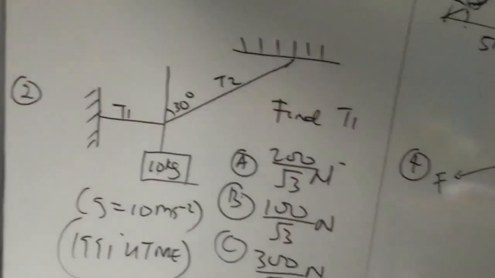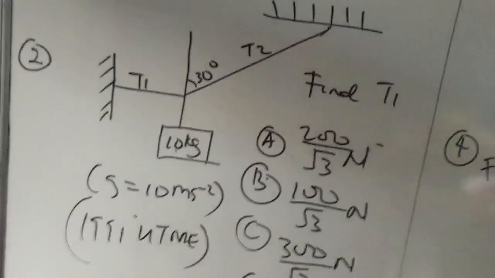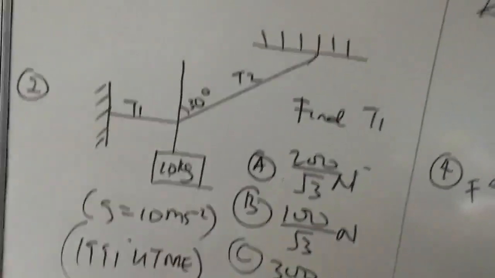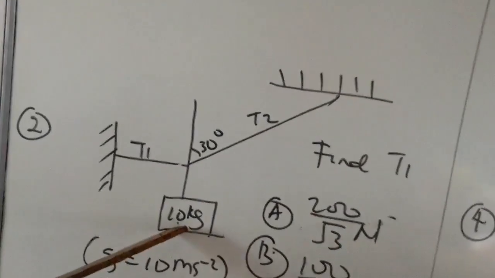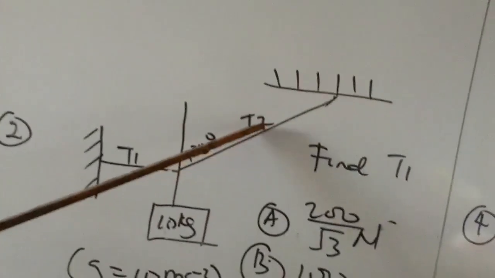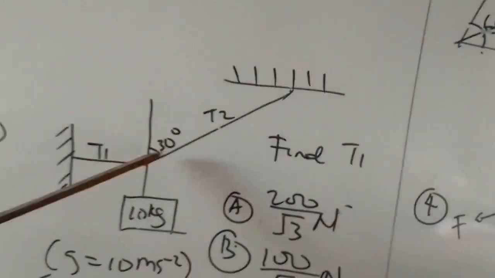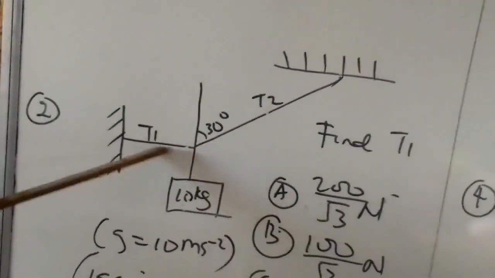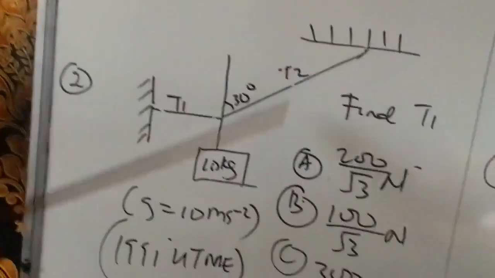We go to question number two now. In number two, we see that we have three non-parallel forces meeting at a point. Then you have a mass of 10 kilogram, with the supporting cord T2 up to a ceiling, and a horizontal cord pulling with T1, keeping the two other forces in equilibrium.